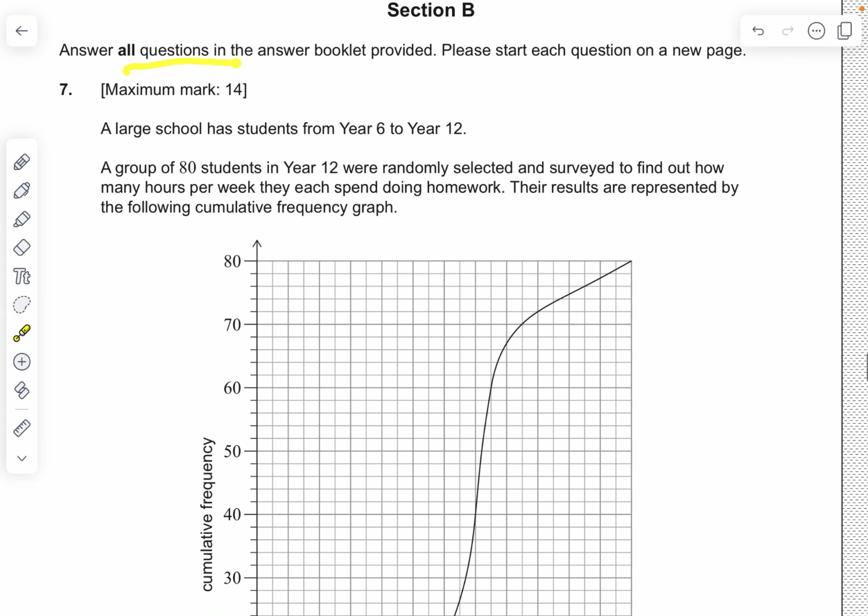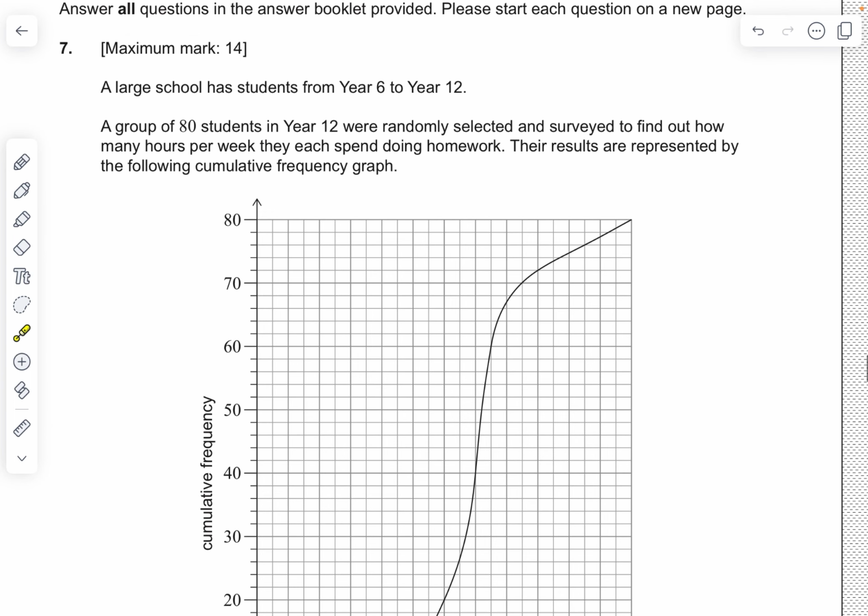Watch out, it says all answers in the answer book provided. I'm not going to do that because otherwise you can't see the screen. Please don't answer writing next to the question. You have to write on your separate page.